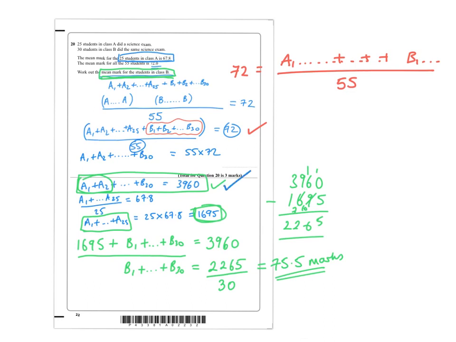This then gave us this equation here, and then we used the information given here to find another equation, and then that enabled us to eventually work out the sum of the B students, which was one thing that we didn't know, but we did know there were 30 students, and that enabled us to find the mean.